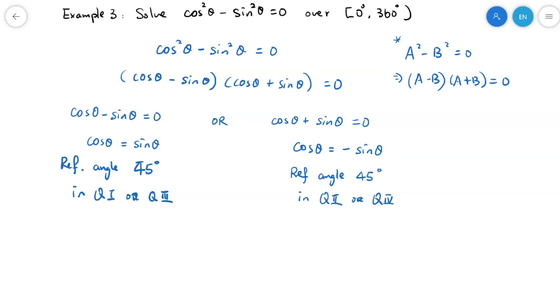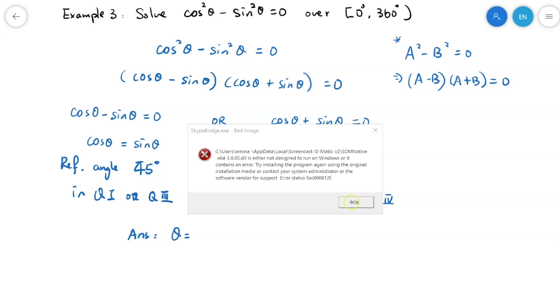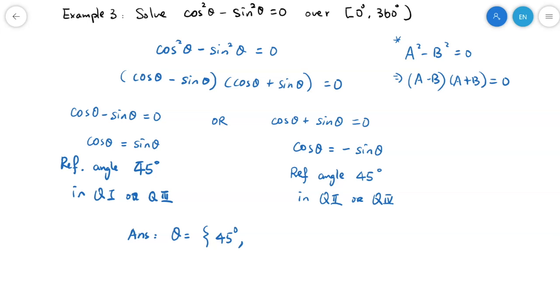So combining both answers, I know here my theta is going to be all the angles with reference angle of 45 in the unit circle. So for all 4 quadrants. So start from 45 degrees, to the second quadrant, 135 degrees, to quadrant 3, 225, and quadrant 4, 315.